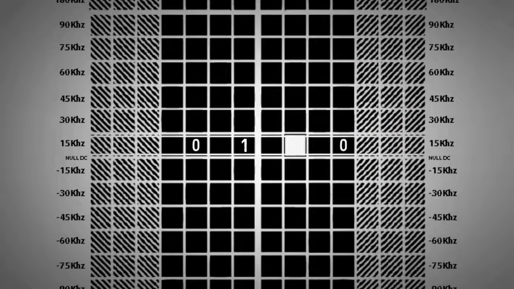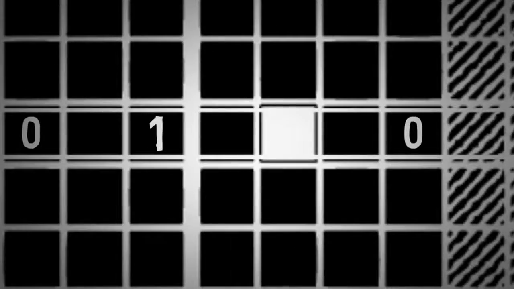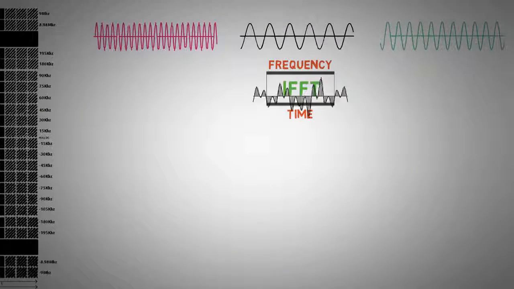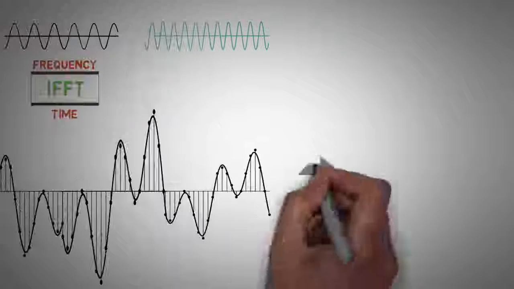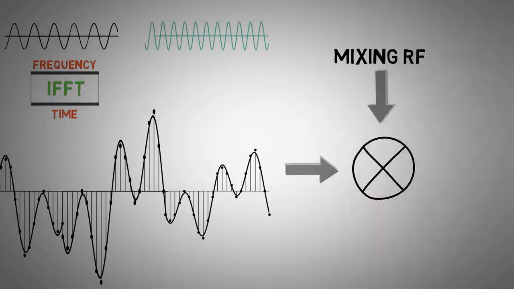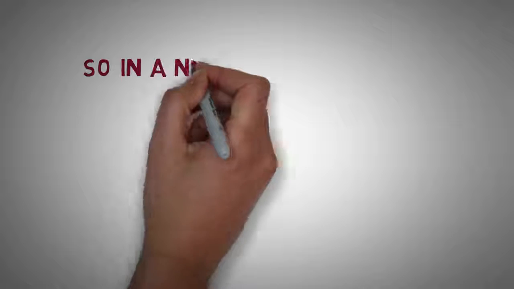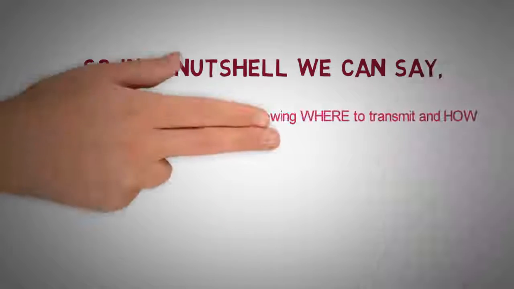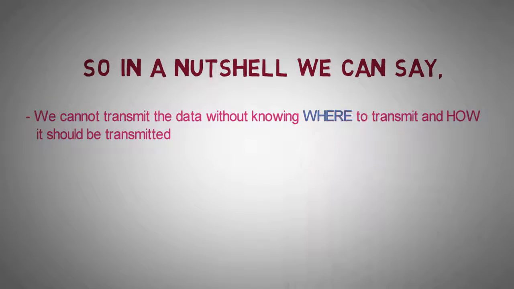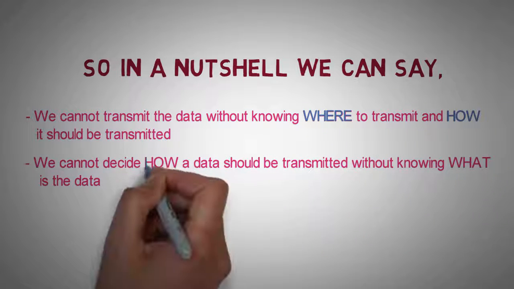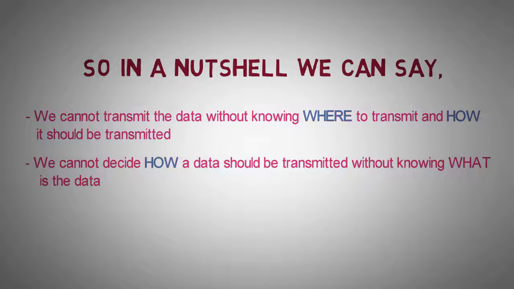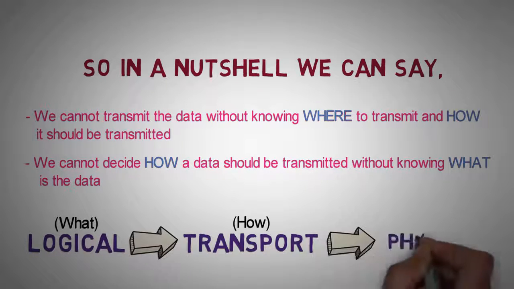Physical channels know where exactly the resource elements are located. It handles the signal processing and thus it knows how exactly the data is going to be transmitted. So in a nutshell we can say, we cannot transmit the data without knowing where to transmit and how it should be transmitted. Also, we cannot decide how data should be transmitted without knowing what the data is. So in the hierarchy of the 4G protocol stack, first logical, then transport, then physical.